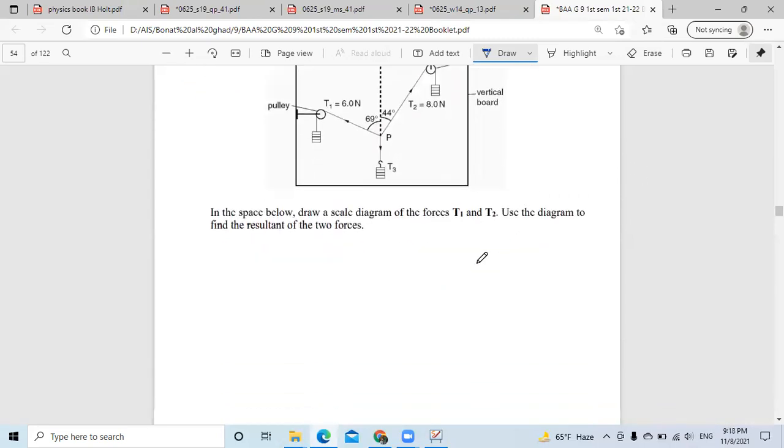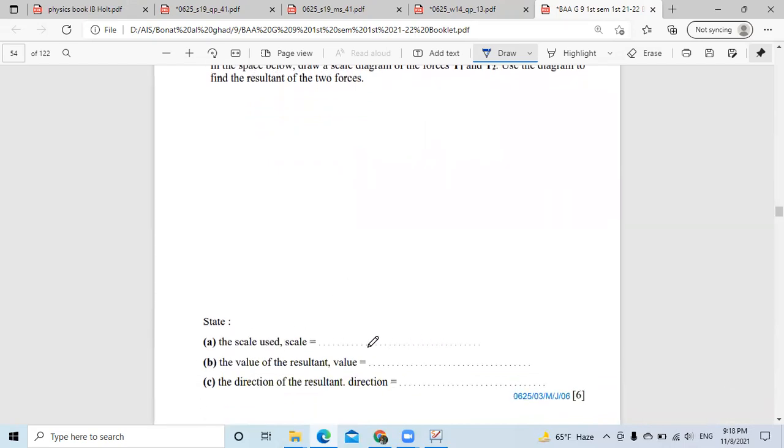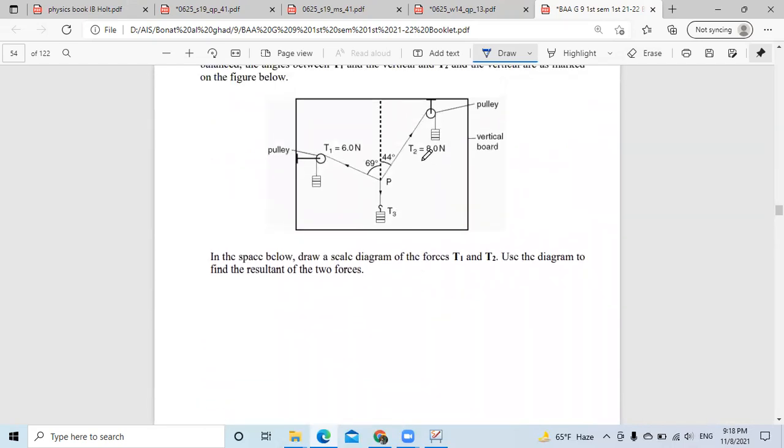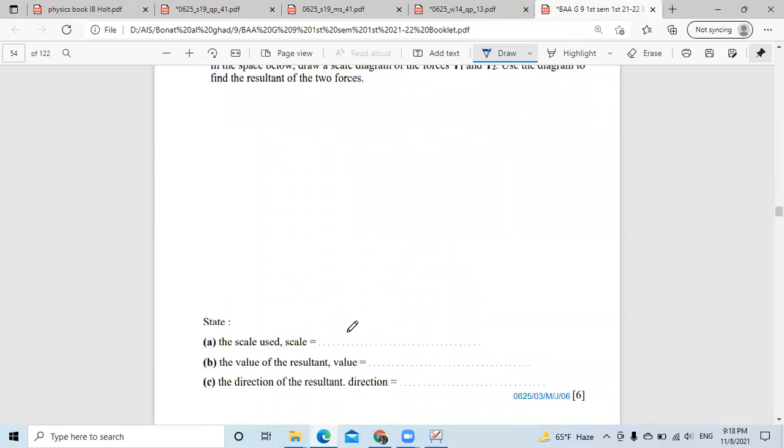In the space below, draw a scale diagram for the tensions T1 to T2. Use them to find the resultant force of the T forces. So what scale will I use? Okay, we have 8 Newton and 6 Newton with angles of 44 and 69 degrees. So the scale will be very easy: 1 centimeter equals 1 Newton.